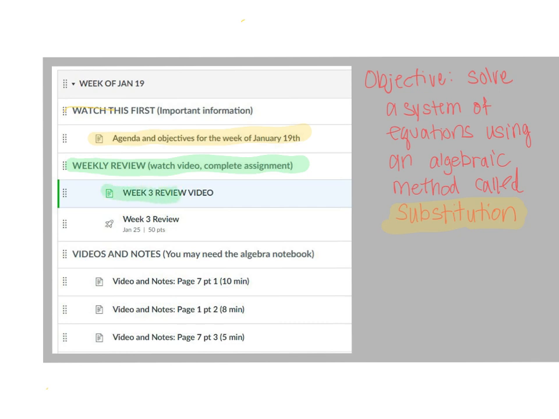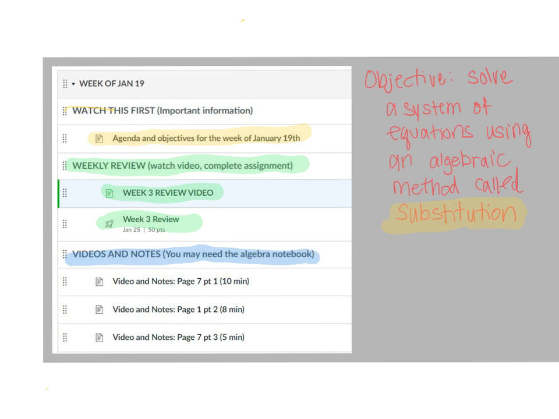So you can see that we've got our quick review video here, and then just some practice problems for us to practice on. Keep in mind that that week 3 review practice Canvas quiz is one that we could do multiple times till we get a perfect score. We could also bring questions to Zoom if we are not understanding those. When you finish that, then you'll move on to the video and notes for this week.